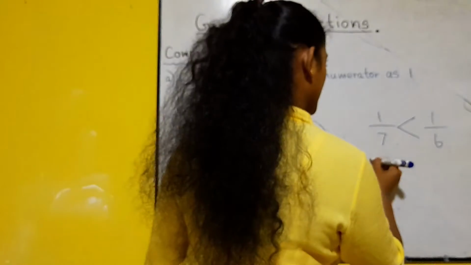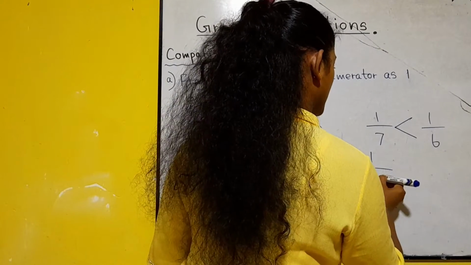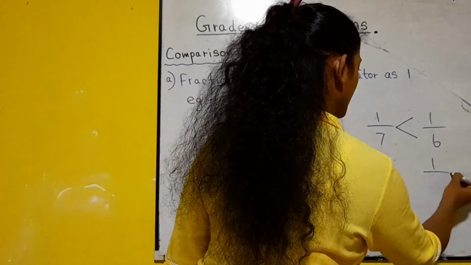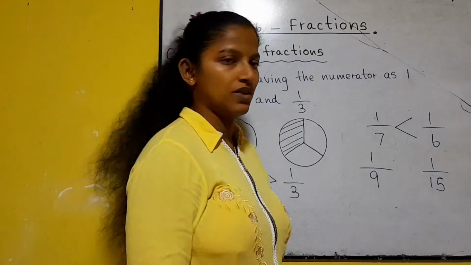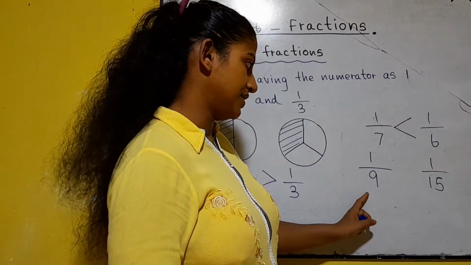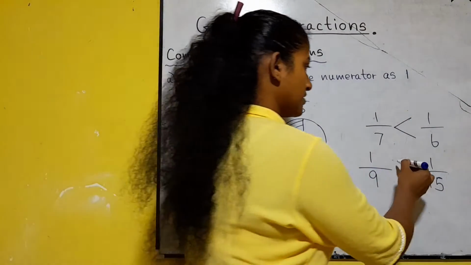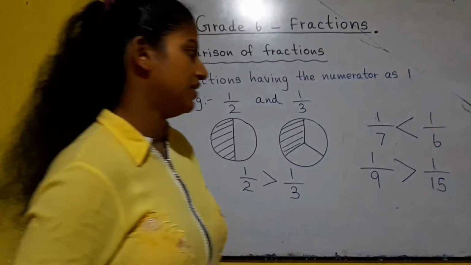If you take another two fractions, 1 over 9 and 1 over 15, then what is the largest one here? The smaller denominator is this one. So the largest fraction is 1 over 9.